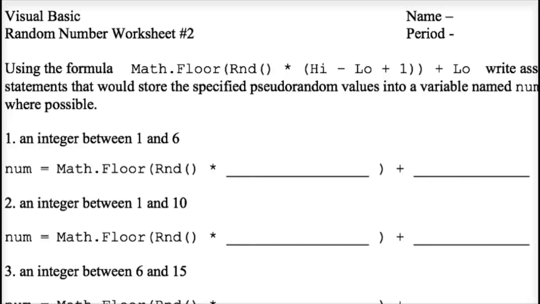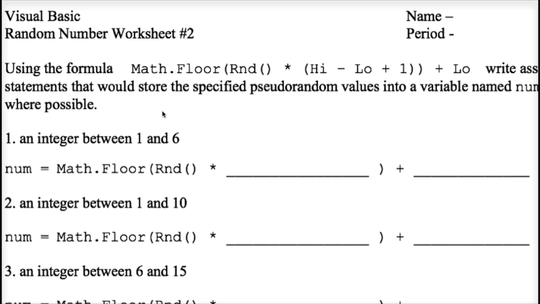Mr. Minnick giving quick help to my Visual Basic students with random number worksheet number 2. Hopefully you've watched the video for random number worksheet number 1 by now, because that would help. And you probably read the lecture notes for random numbers. Well, here is a handy-dandy formula that everybody should memorize in this class. There will be a quiz on this formula eventually, and it will be a test question eventually.